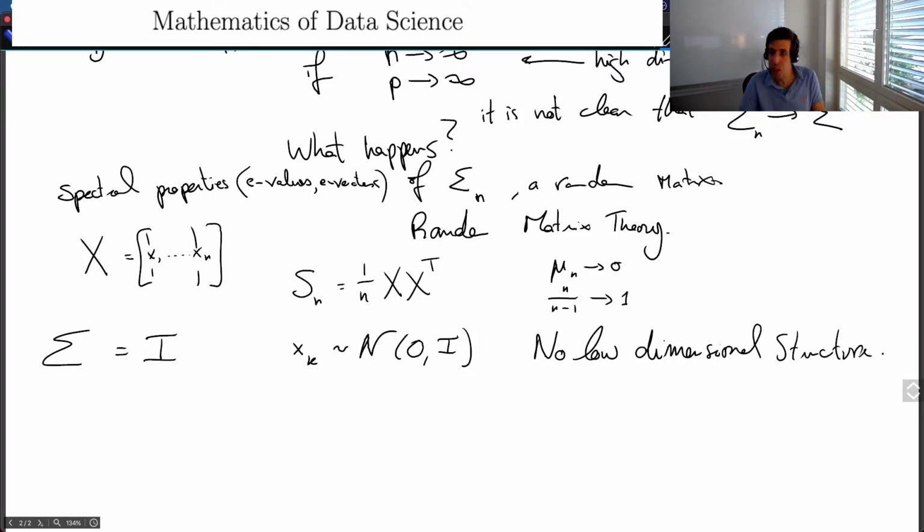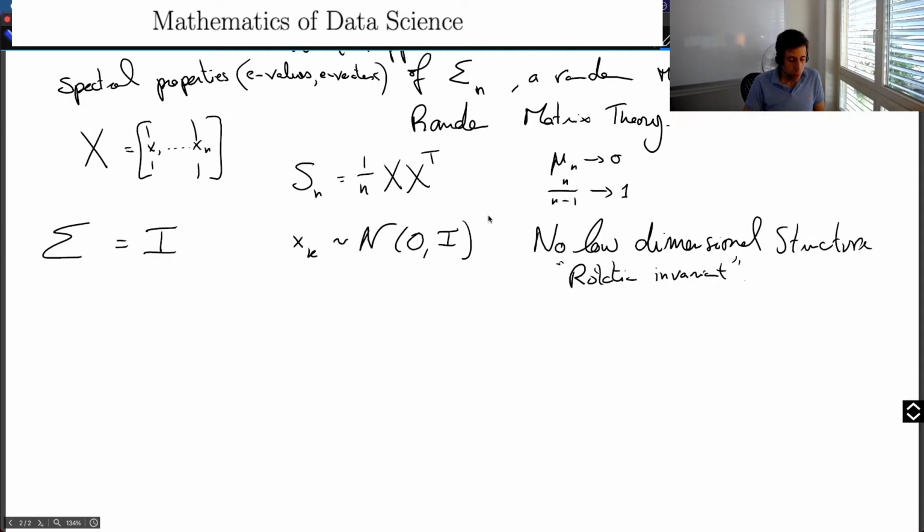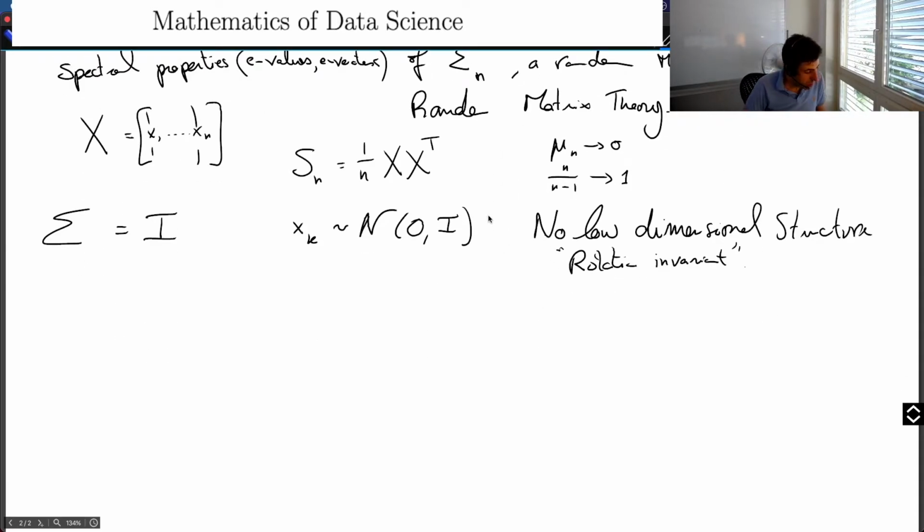Right? It's completely rotation invariant. Any rotation of the data looks just like itself, or of the generative process of the data. Therefore, there are no more meaningful directions or more meaningful subspace or anything like this. Okay, and now let's take p equals 500, and then n equals 1,000.